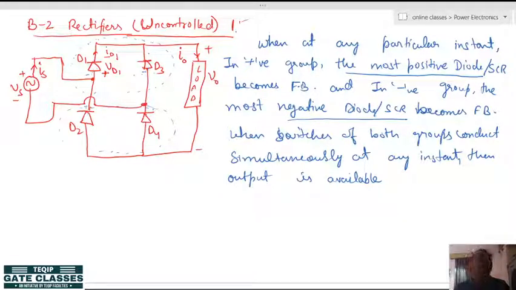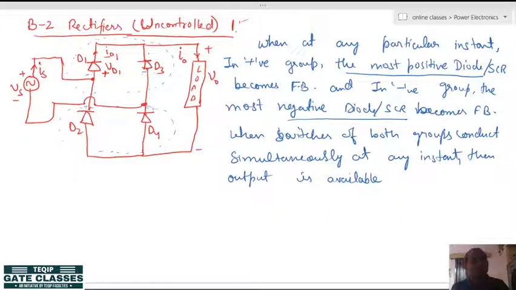All right, but if somehow you turn on both the switches of either the positive group or the negative group, then what will happen? The source will become short circuited. Suppose if you turn on D1 and D3 by hook or crook simultaneously, what will happen? The source will become short circuited. So, this should not come.